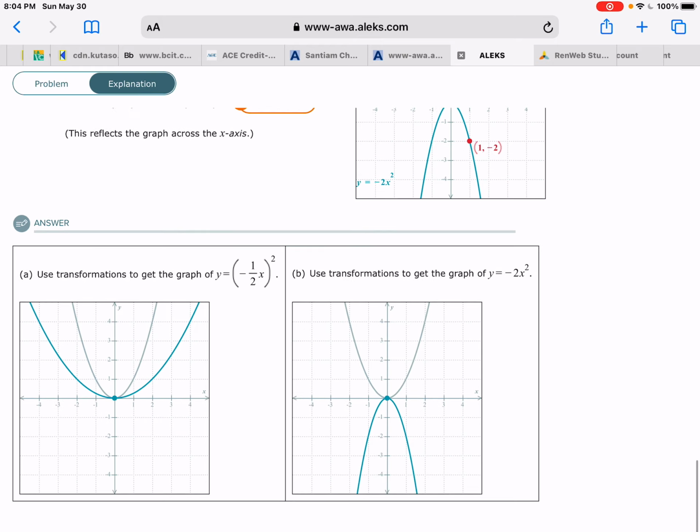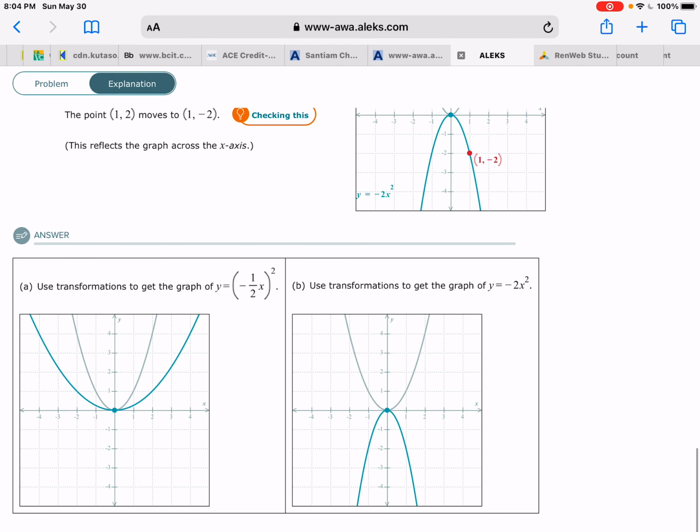Really the easiest way to do these is just to make a little table and plug in a number, and then you're going to know where your new points are, so you can drag that parabola and see how it's going to change.